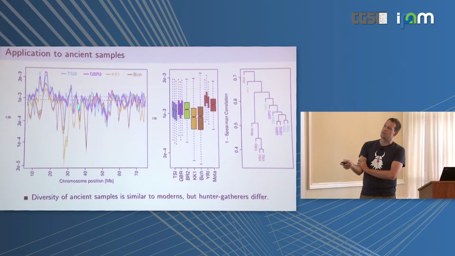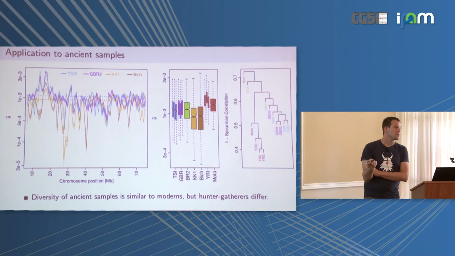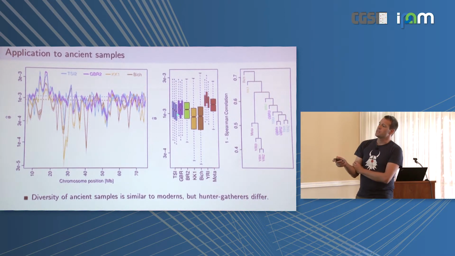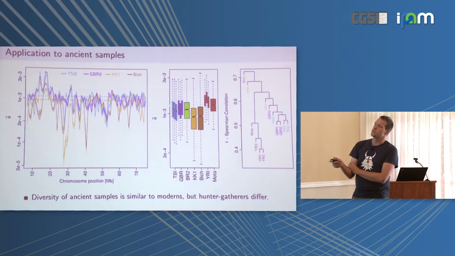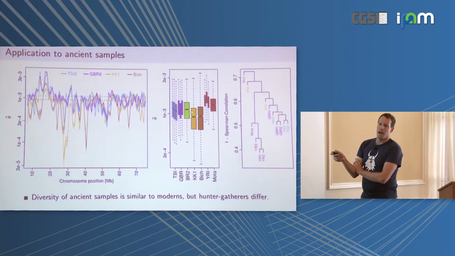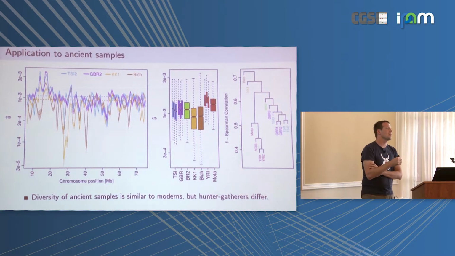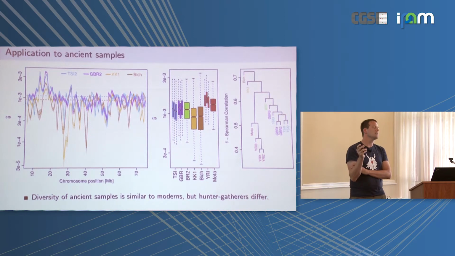For each and every window, we have an estimate of diversity, so we can make these box plots in which we plot the diversity across the whole genome in windows for each of these individuals. These are three modern individuals from Italy, from Tuscany. These are three modern individuals from Great Britain. This is a Bronze Age individual that we have, and that's very interesting, because the Bronze Age individual seems to have almost exactly the same diversity as modern-day Europeans.